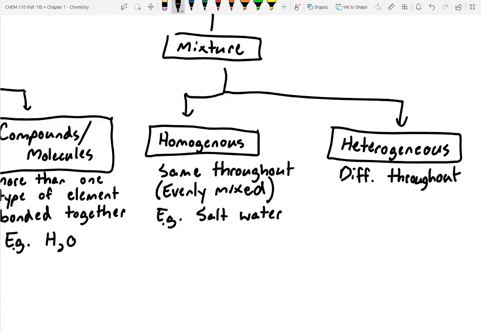So an example I like to use is pizza. Think about pizza, one part is crust, one part is sauce, one part is cheese, maybe you've got toppings. It's not mixed evenly. We've got different layers going on there, right? So that would be an example of a heterogeneous mixture of ingredients to make food. It's not the same as salt water.